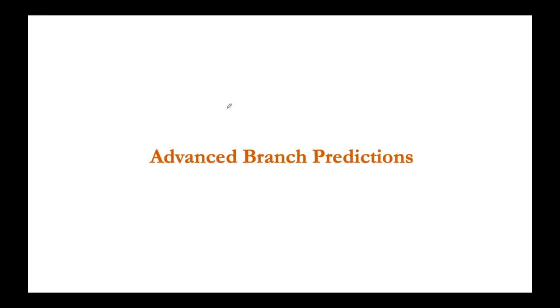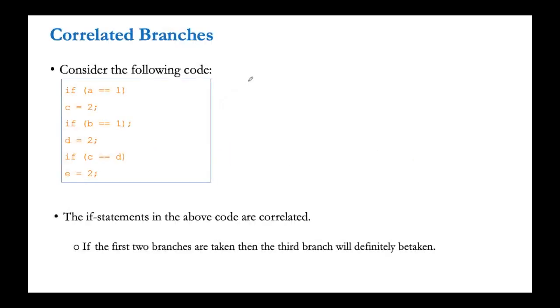Then in advanced branch prediction, other than the for loop or do while loop, if some other kinds of branches are there, we call them correlated branches. That means the outcome of your previous branches will give the prediction of your next branch. Let us consider a C code example here.